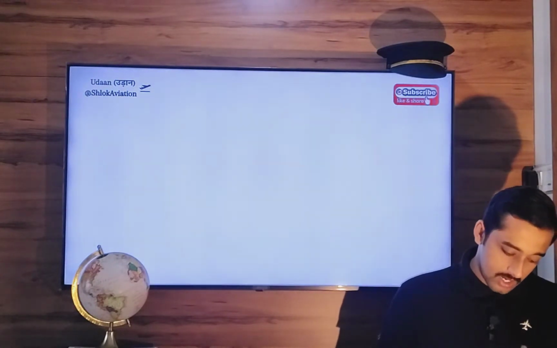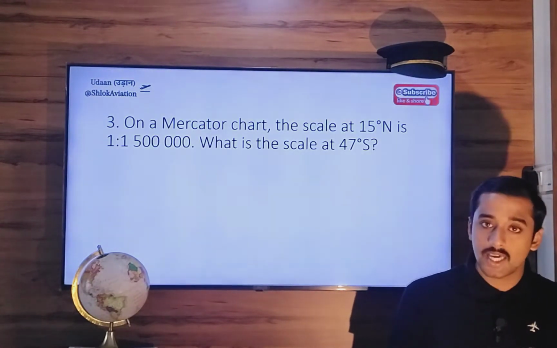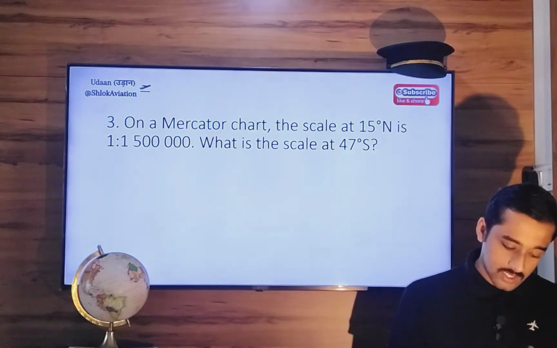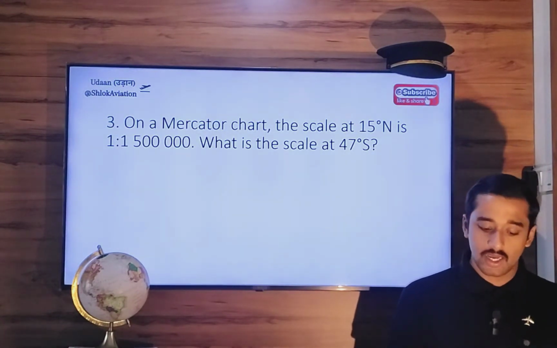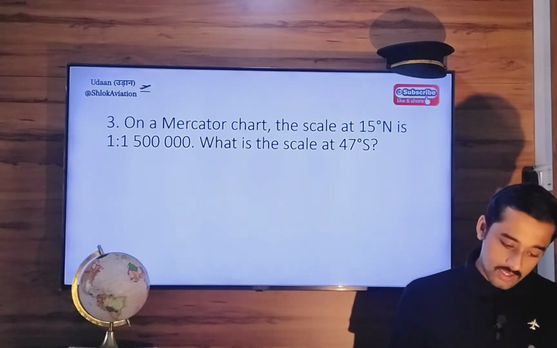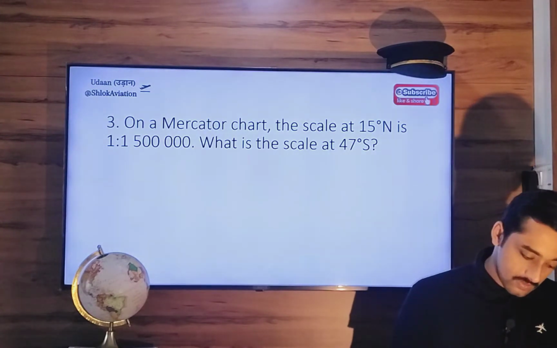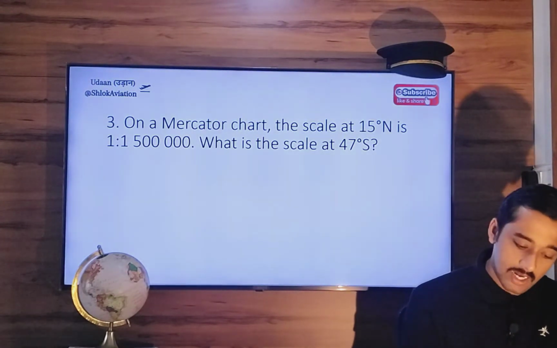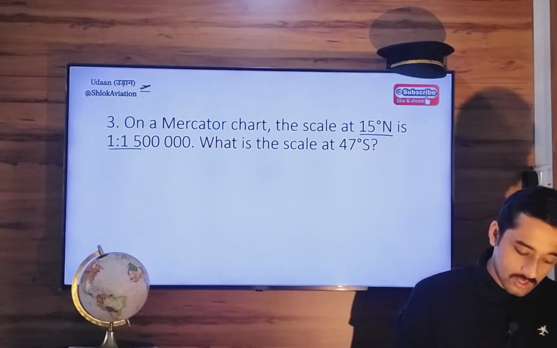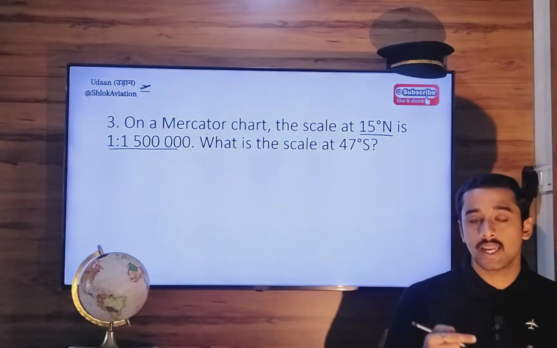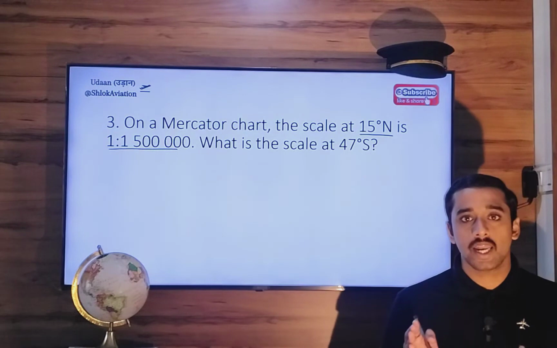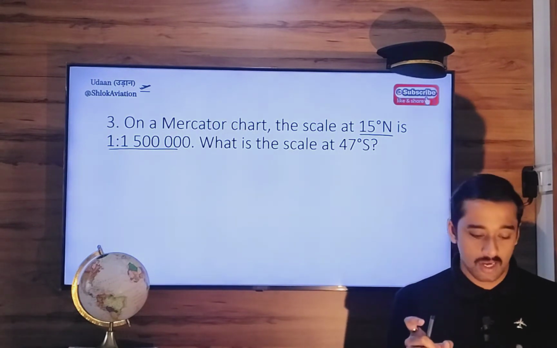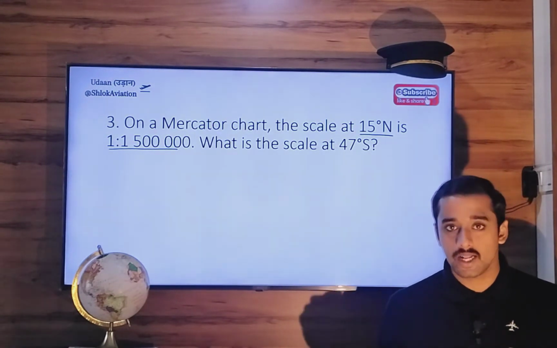Next, question number 3. On a Mercator chart, the scale at 15 north is this. What is the scale at 47 degrees south? Okay, so this is a two-step answer. First, the scale at 15 degree north is given to you. With this information, we will find scale at equator. When we find scale at equator, using that value, we will find scale at 47 degrees south.